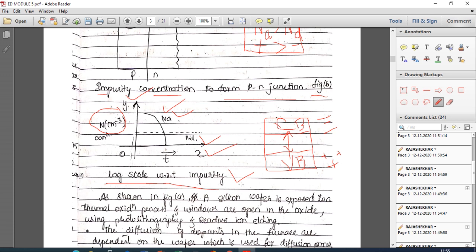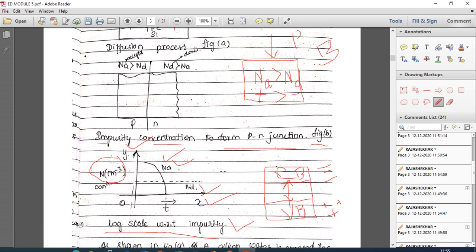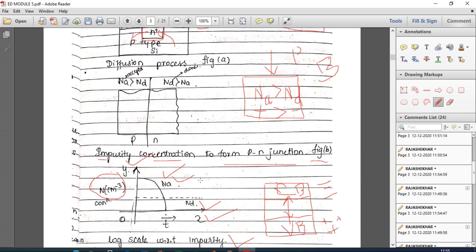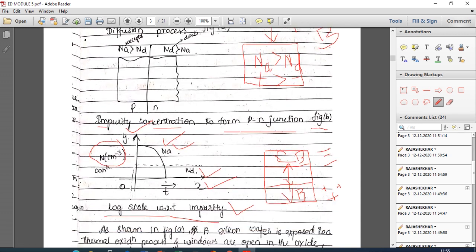So this is about how the diffusion takes place, how the N-type and P-type material is formed based on adding the impurity, and this is how the log scale is used to represent where the acceptor is present and where the donor is present.